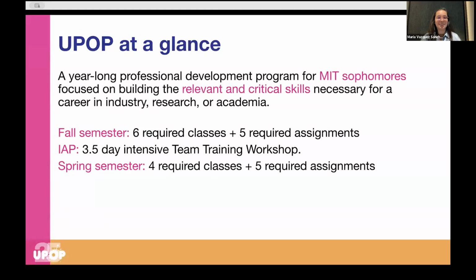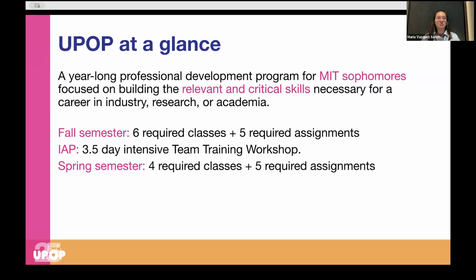So UPOP is a year-long program for MIT sophomores, and what we focus on is helping sophomores build the relevant critical skills they need for a career in industry, research, or academia. We are an elective class at MIT. We are only 3 units, so 1 unit per semester. And we really take our sophomores through the journey of, what is a career? How do you look into career pathways? How do I look for a job like an internship or a research opportunity?